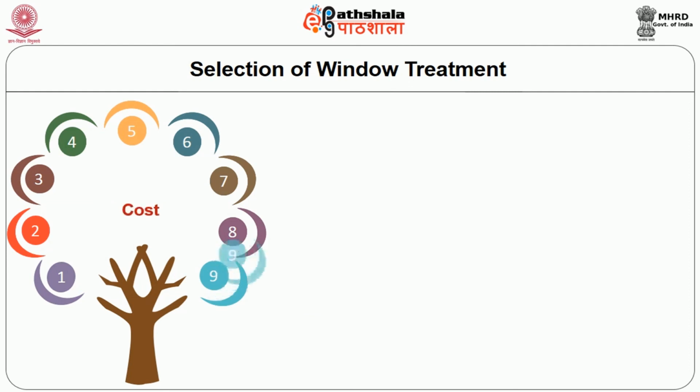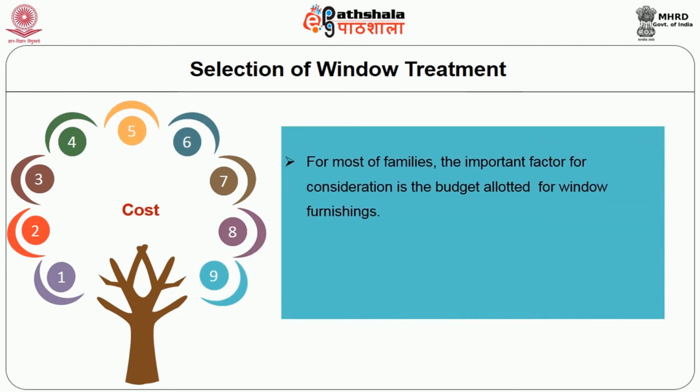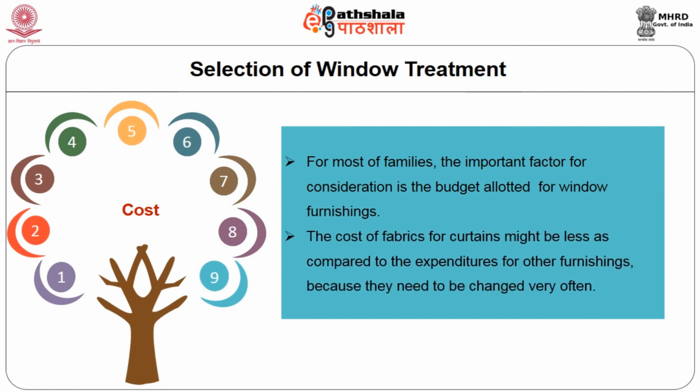Cost, which is of utmost importance. Here most of the families consider the budget to be very important when they allot for window furnishing. The cost of the fabrics for curtains might be less as compared to the expenditures for other furnishings because they need to be changed very often.